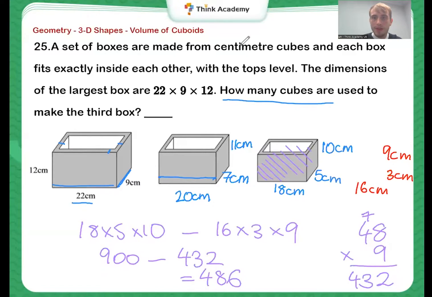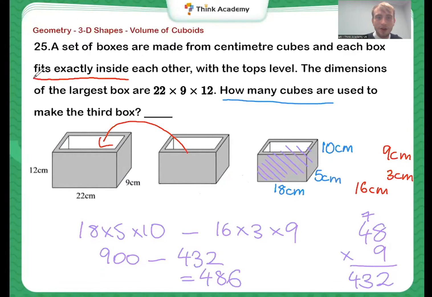So if you think about, let me get rid of some of these things so I can use my pictures. Look at the big box, this big box here. Now, this smaller box fits exactly inside. So you could imagine that we've dug it out, this one here, and it fits exactly inside. That's what it tells us in the question. The set of boxes fit exactly inside each other.